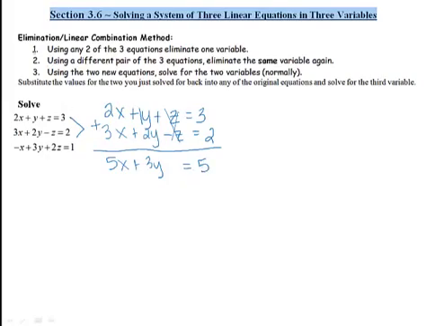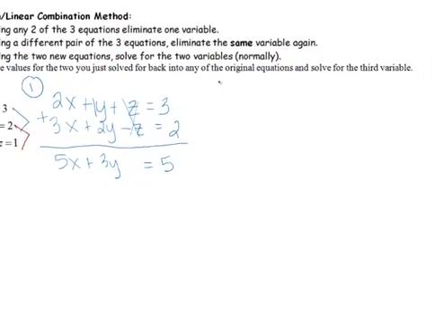Okay, so step 1 is done. And actually, I'd probably put a little 1 right here so I remember what step I did. Now, step 2 here says using a different pair of the 3 equations. So I can't pick the first 2 again. So I'm going to pick 2 other equations. Why don't I pick the second and the third this time? Okay.